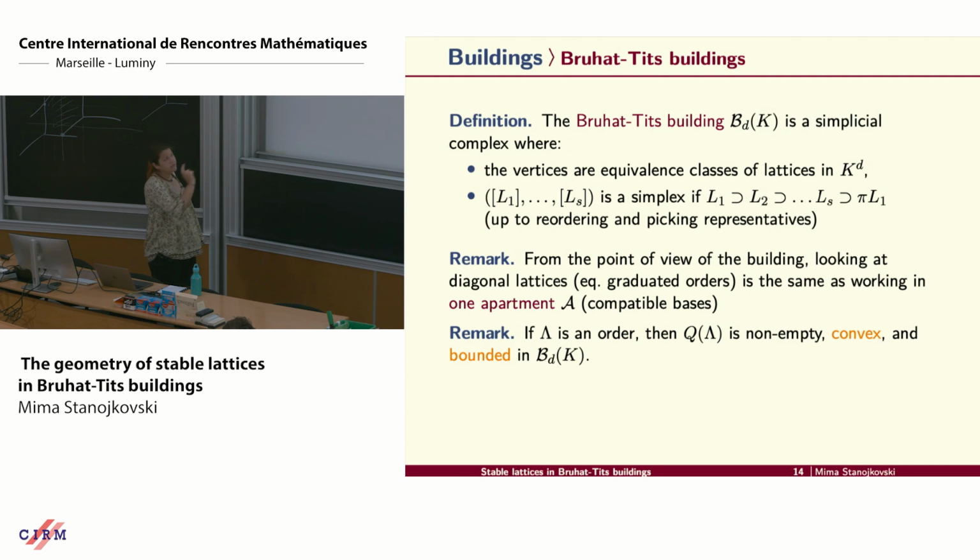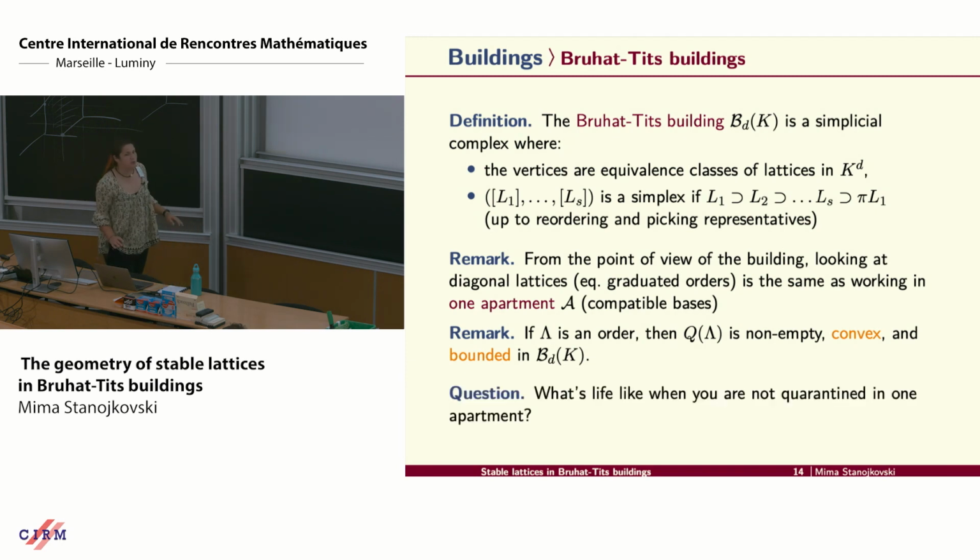So convex means take any two lattices. I told you before they will always have compatible bases, so they live in one apartment. Take the graduated order associated to it, so the intersection of their endomorphism rings, and take the stable lattices that live between there. So this is what it means to be convex. Bounded means that it will be contained in a ball. So if the residue field is finite, this also means that the set is finite, but if the residue field is not finite, then it means just that it's contained in a ball.